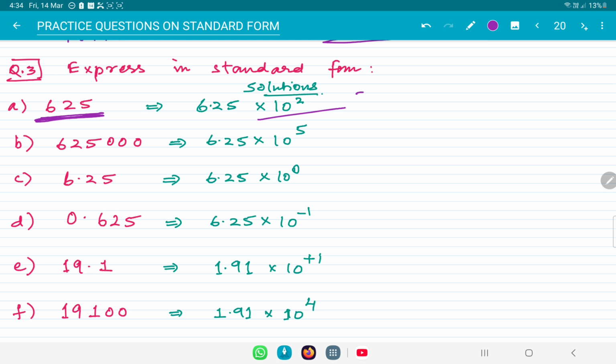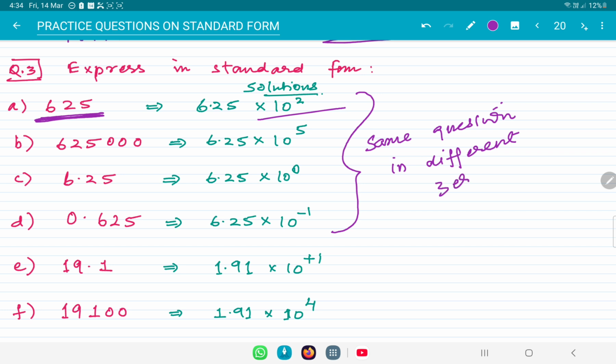Here I am giving you the same question in different form. Check it. Different form means you will see here the number of zeros or the position of the decimal will change. Now instead of 625, if it is 625,000, so what happens?